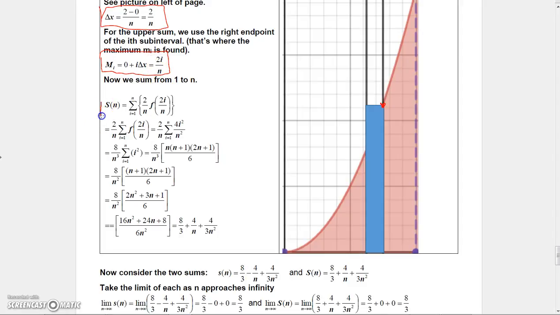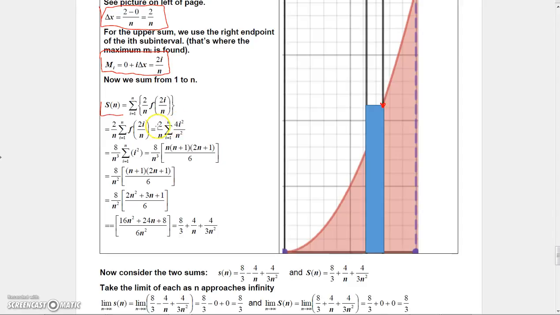So to get our upper sum for the area of the larger rectangles, we're going to sum from 1 to n the width times the height. The width of course is 2 over n, and the height is f of 2i over n, because that will be the right endpoint. The right endpoint of each rectangle will be at 2i over n, and then we sum that from 1 to n. Now we can factor 2 over n out, and we get the sum of f of 2i over n, and remember this is just the function x squared. So if we take 2i over n and square it, we get 4i squared over n squared. So we have 2 over n times that sum.